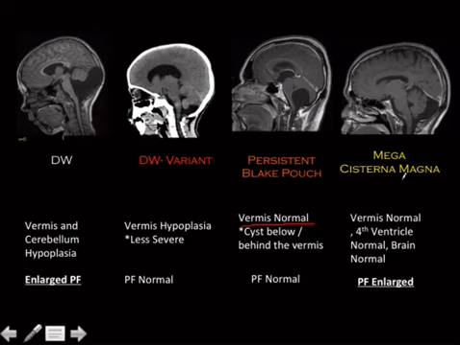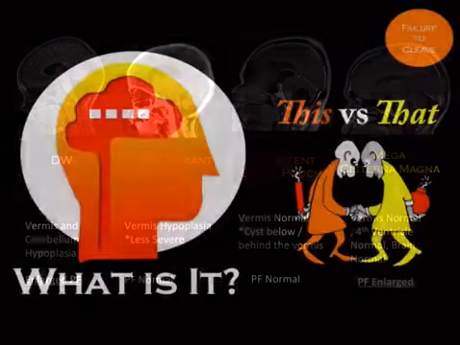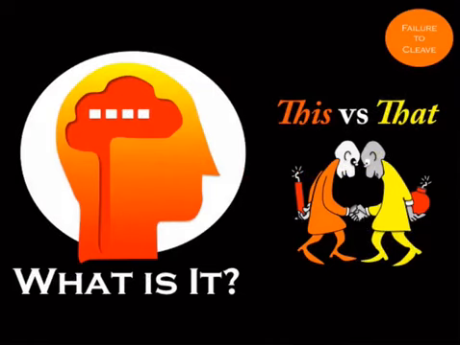And then you have a megacisterna magna, which has pretty much normal everything, except the posterior fossa is enlarged. So posterior fossa enlarged here, posterior fossa enlarged here. So megacisterna magna and Dandy-Walker, ironically: the one that really doesn't have anything wrong and the one that has the most severe things have the enlarged posterior fossa. The Blake pouch looks like a cyst, and the Dandy-Walker variant is just a less severe version of Dandy-Walker. Okay, now let's talk about failure to cleave.